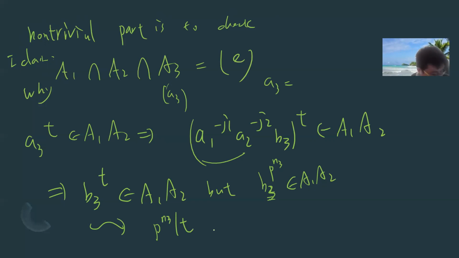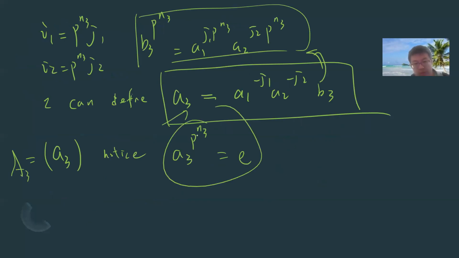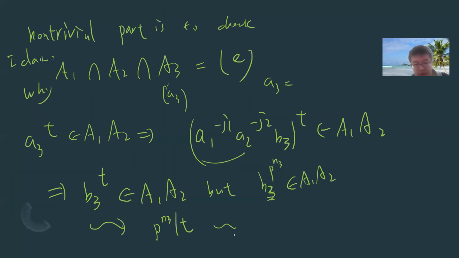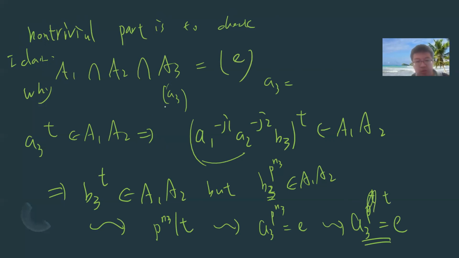Then by previously, I know that, okay, so let's say A3 to the P to N3 is E, right? So A3 to the P to N3 is identity, right? So who tells you that A3 to the power T must be identity, right? Because T divides P to N3, right? So if you get some A3 to the T power which belongs to A1 A2, then this guy A3 to the T must be identity. So you prove that their intersection is actually identity. Okay, so this is the second step, right?